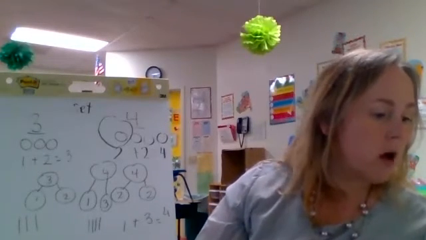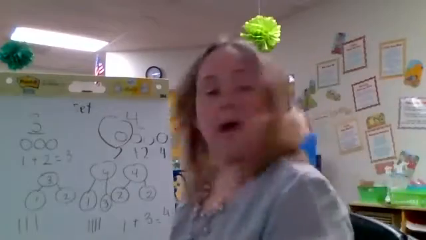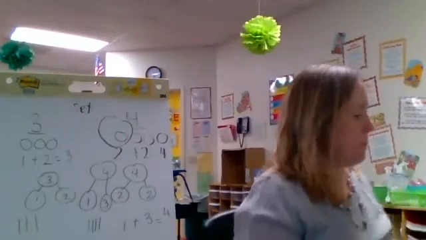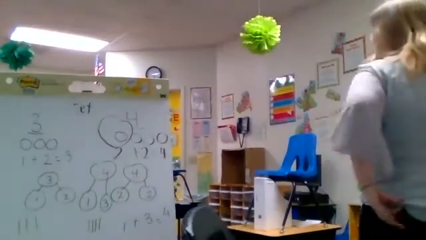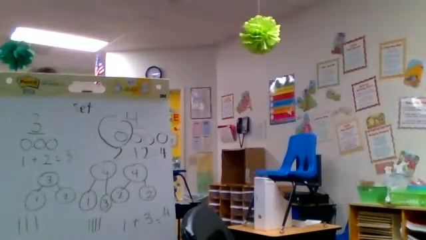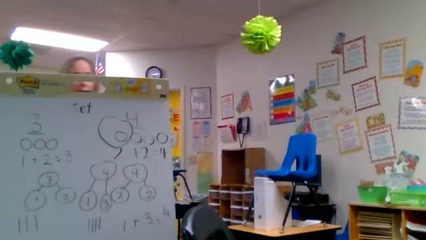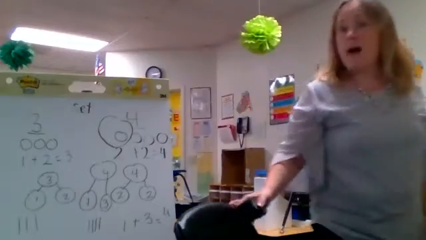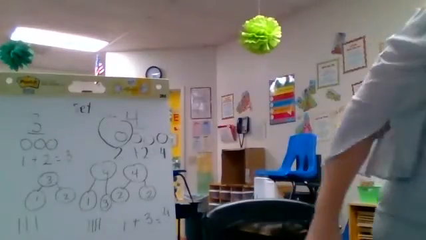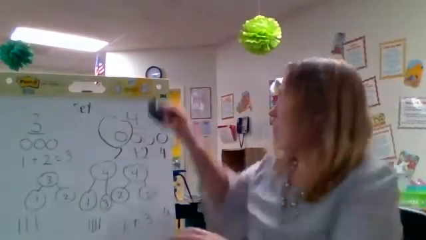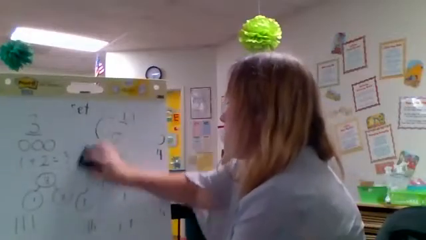Okay, moving right along. Let's talk about some different ways to represent the number 5. Now, 5 is an important number to us all because a lot of us in kindergarten are 5 years old. Some of us are 6, but some of us are 5.